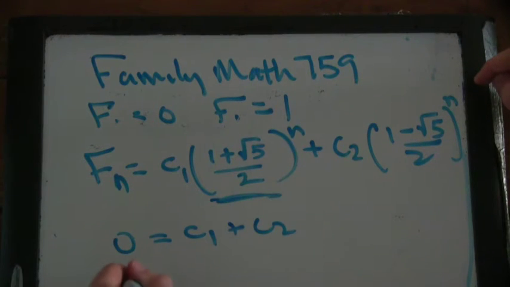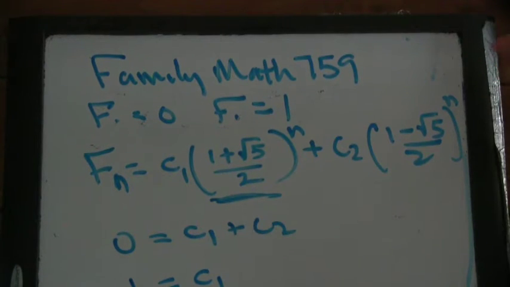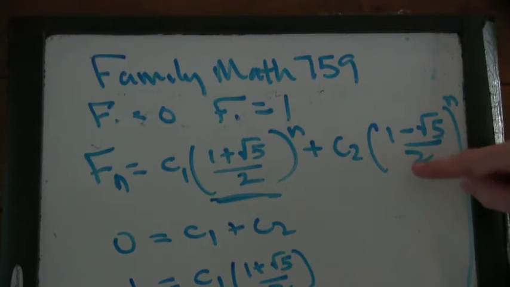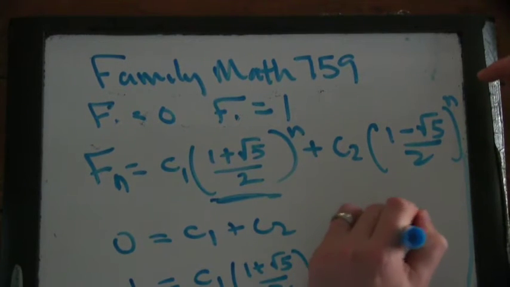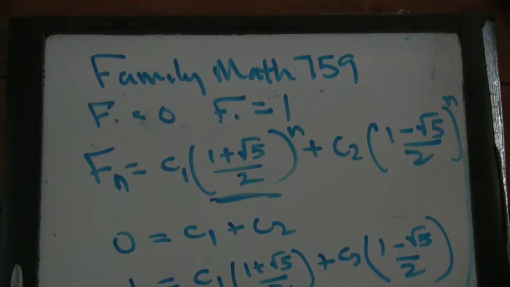And then for n equals 1, I get 1 equals constant 1 times what's 1 plus root 5 over 2 to the first power? It's just 1 plus root 5 over 2, plus constant 2 times 1 minus root 5 over 2. Now this doesn't make much sense. How come? Because if they were opposites of each other, this would still be 0. All right, let's be careful how we're looking at this. Good instincts. It's 1 minus root 5 over 2. Okay, so they might be different.